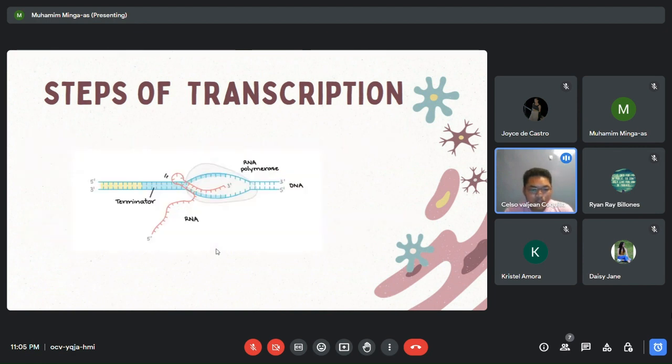So in this figure, we can see that the terminator signals the RNA transcription to stop, which shows the completion of the RNA transcript. Once it is transcribed, this causes the transcript to be released from the RNA polymerase, which is the red line. Next slide.